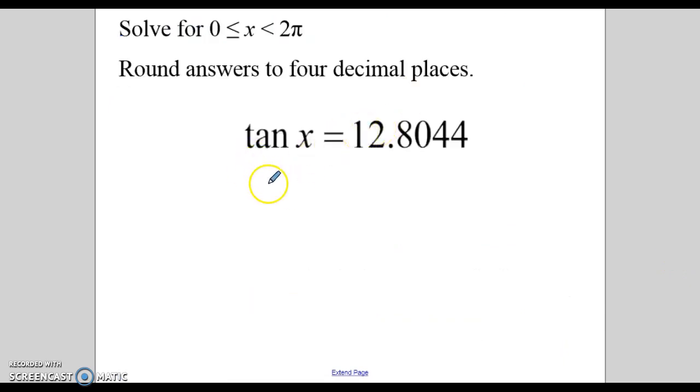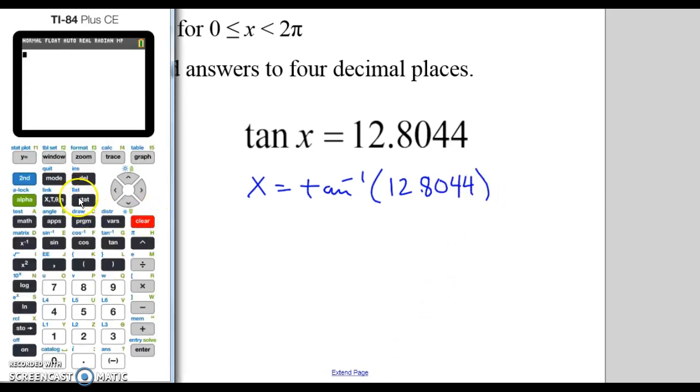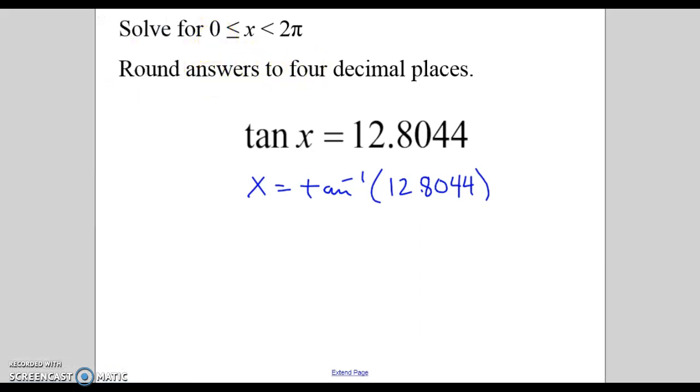Let's do the following. If I was going to ignore those directions that I just told you, I would just do inverse tangent of 12.8044, and on my calculator, second tan of 12.8044, and you'll notice there's my answer. Now that is an answer, but it's just one answer, and this answer is in radians, because my calculator is in radians, but there is another answer that my calculator did not find. That's why we need to first identify the quadrants that our answers will be in.